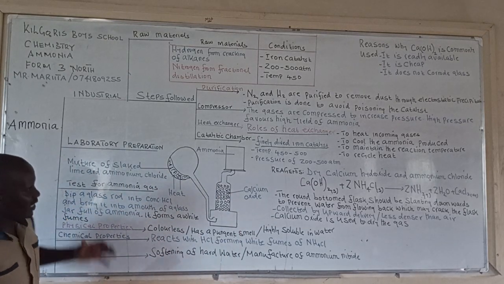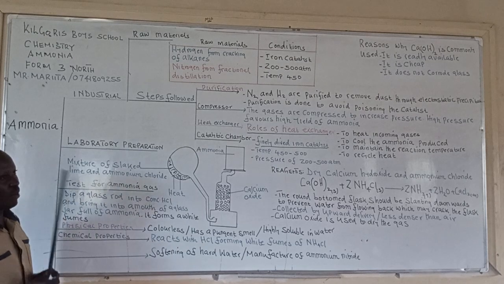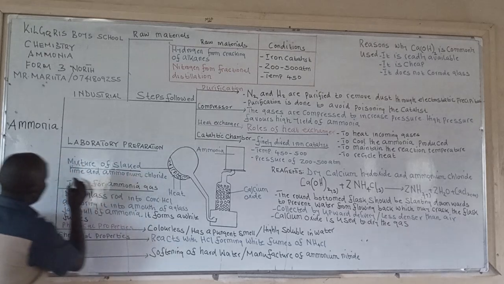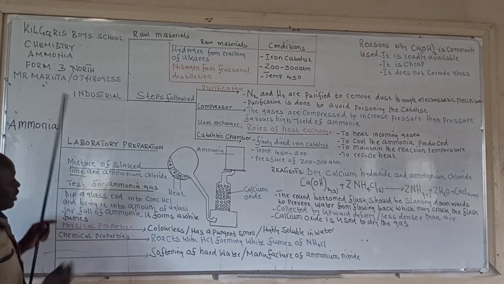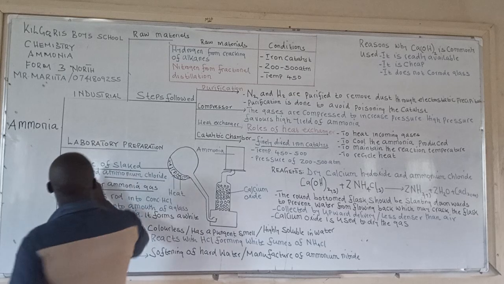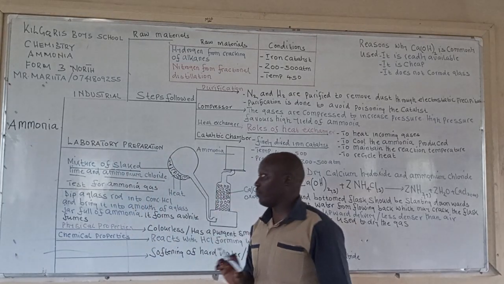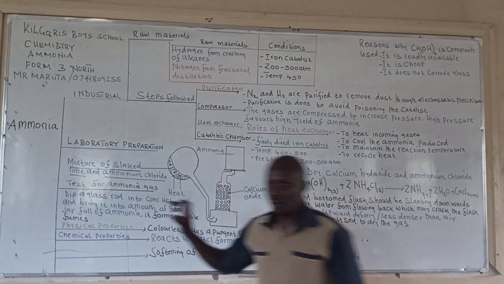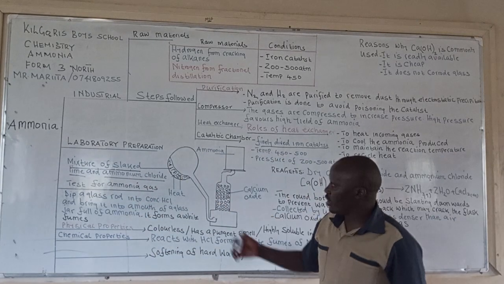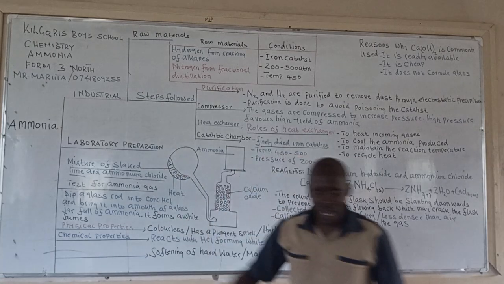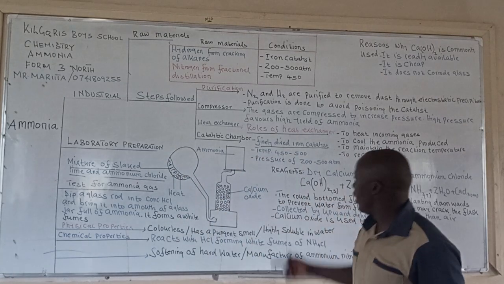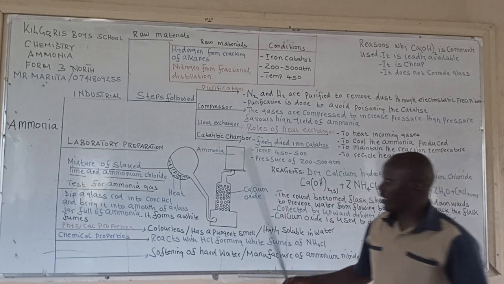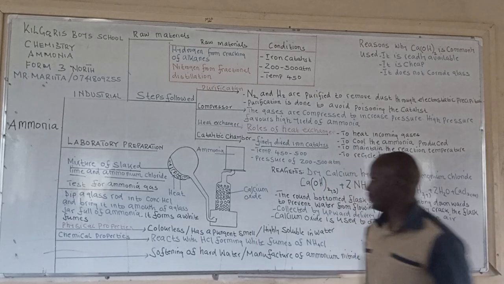Then the reagent used for the laboratory preparation of this ammonia gas is a mixture of slaked lime, which is calcium hydroxide, and ammonium chloride. And then this mixture must be dry. So the mixture of calcium hydroxide and ammonium chloride must be dry. Otherwise, if they are moist, the ammonia gas will dissolve, and therefore there will be no gas which can be collected. So this reagent must be dry.